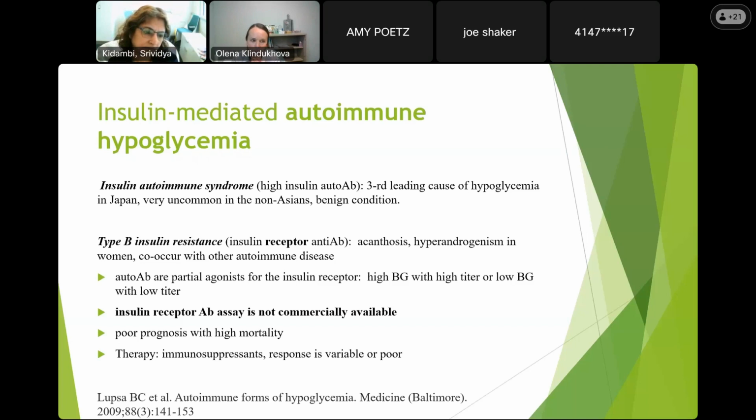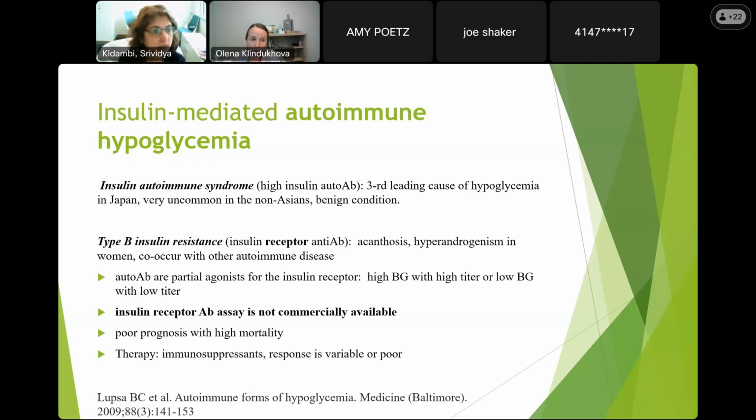So the challenge with the type B insulin resistance, those patients will have fluctuating blood sugar level. When the antibody titer is higher, they will have higher blood glucose, and when they have low titer, it is associated with low glucose. The biggest challenge, if we think about it, is that this insulin receptor assay is commercially not available. The patient that I've had, we ended up getting him enrolled in a clinical research trial, and we were able to demonstrate his insulin receptor antibody.